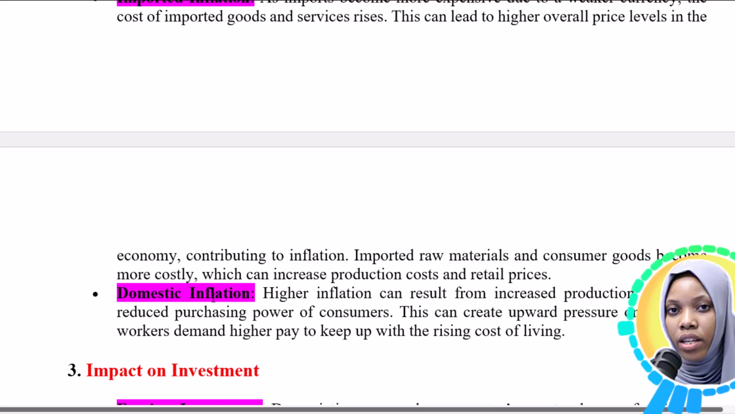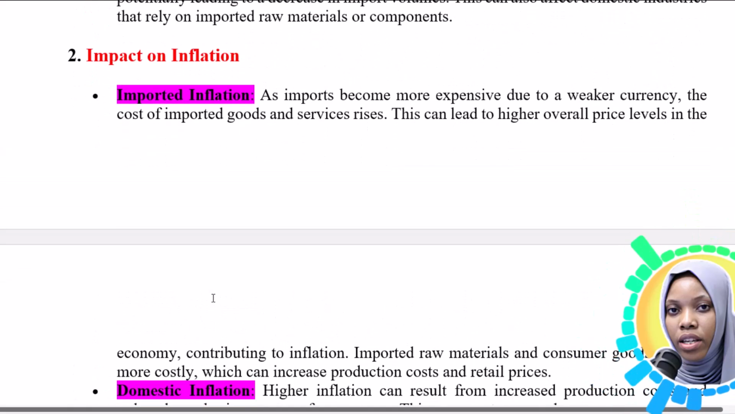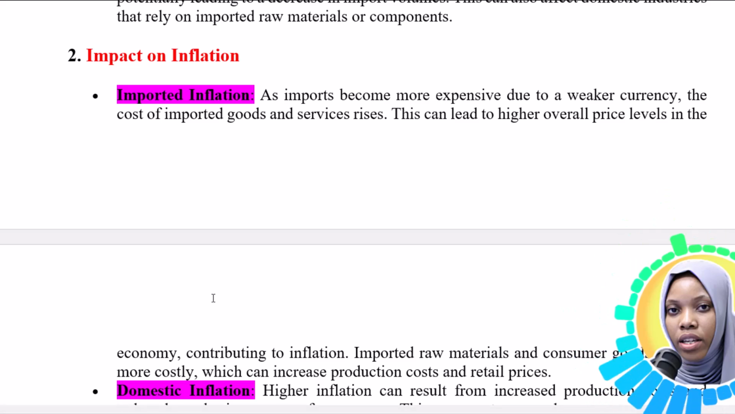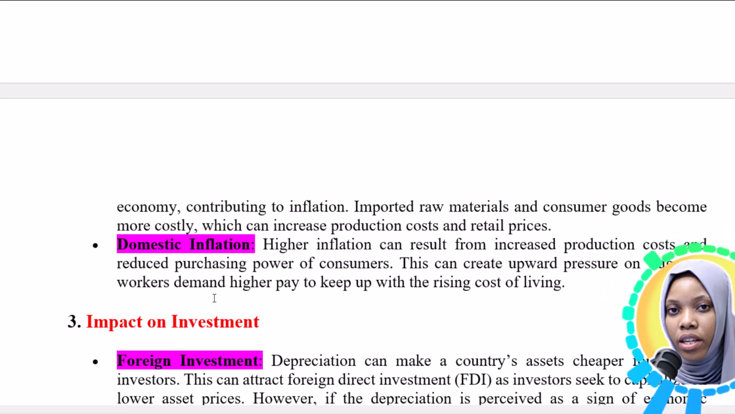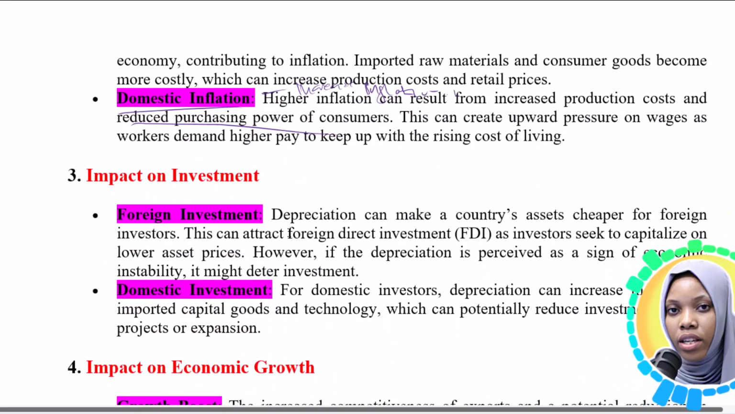And impact on inflation is another effect of depreciation. Here imports become more expensive, and domestic inflation is high, as inflation can result from increased production costs, reducing purchasing power of consumers. This can create upward pressure on wages as workers demand higher pay to keep up with the rising cost of living. So it also affects domestic inflation, that is, it increases inflation, leading to reduced purchasing power of consumers. Consumers are going to purchase less because of increased inflation.